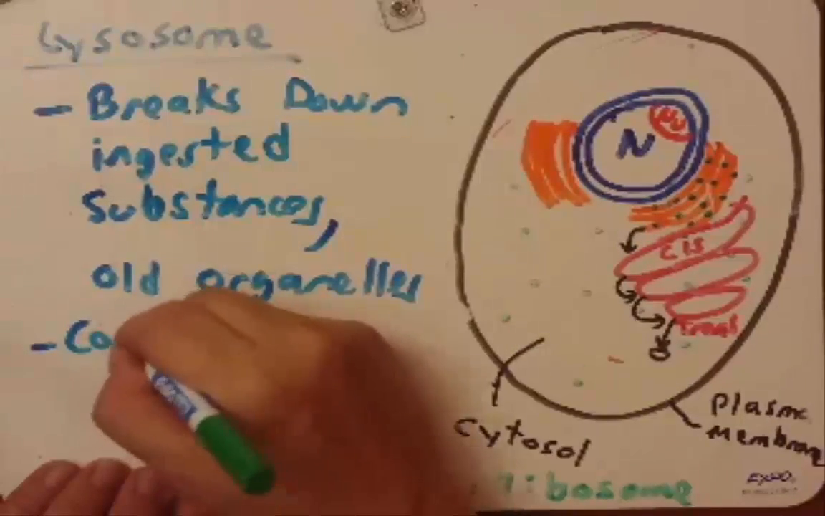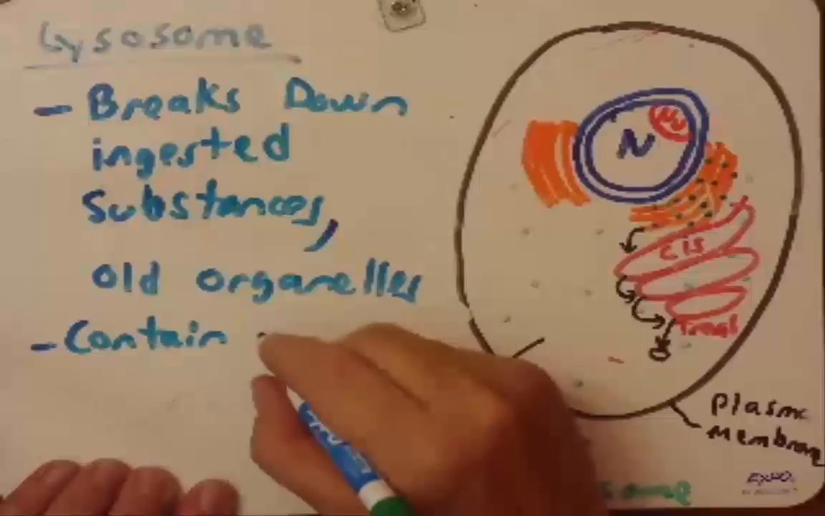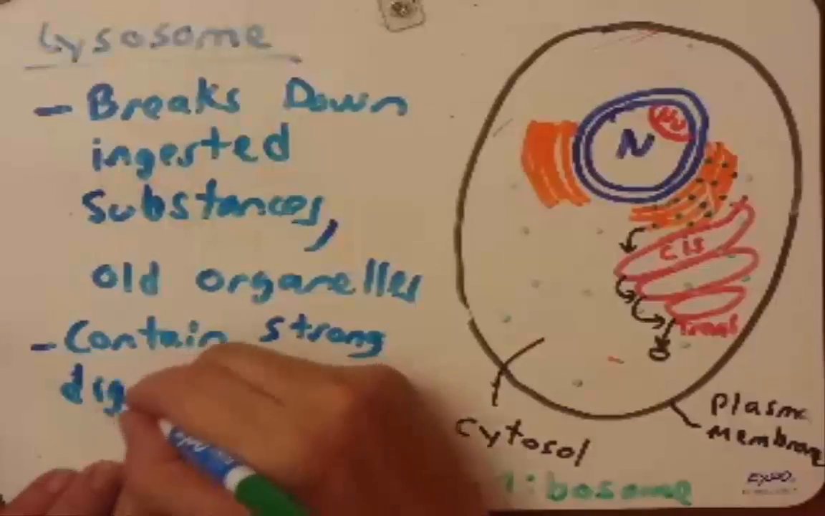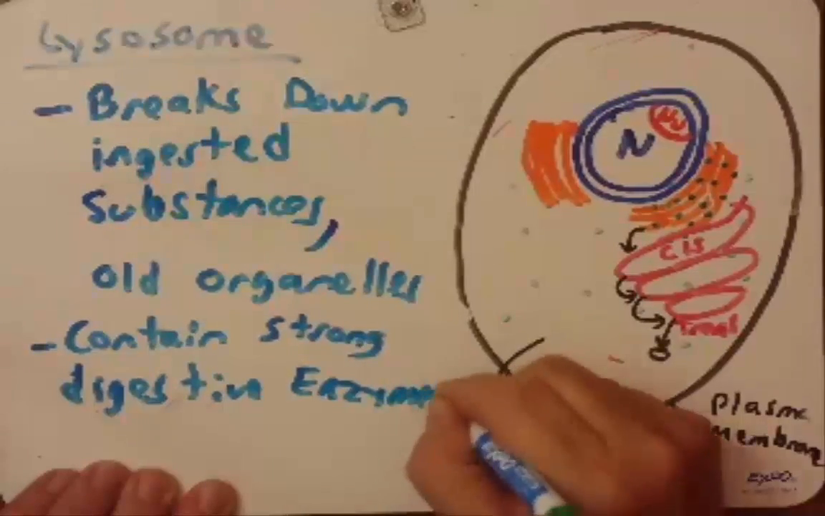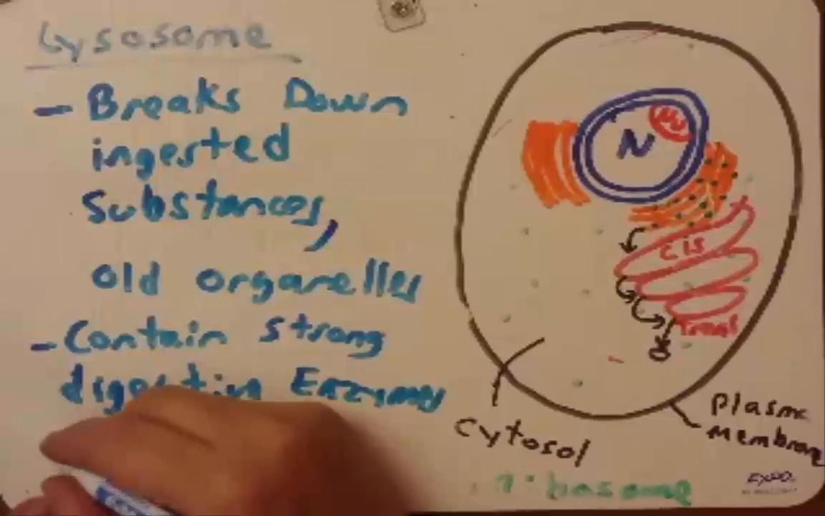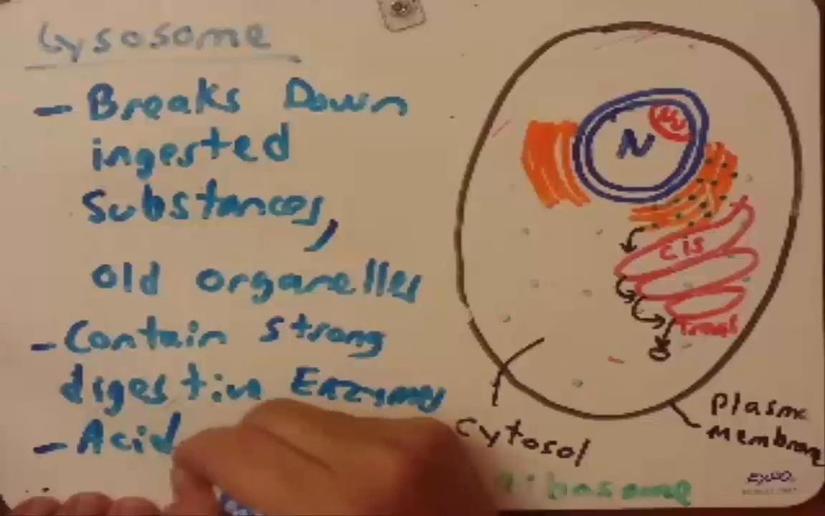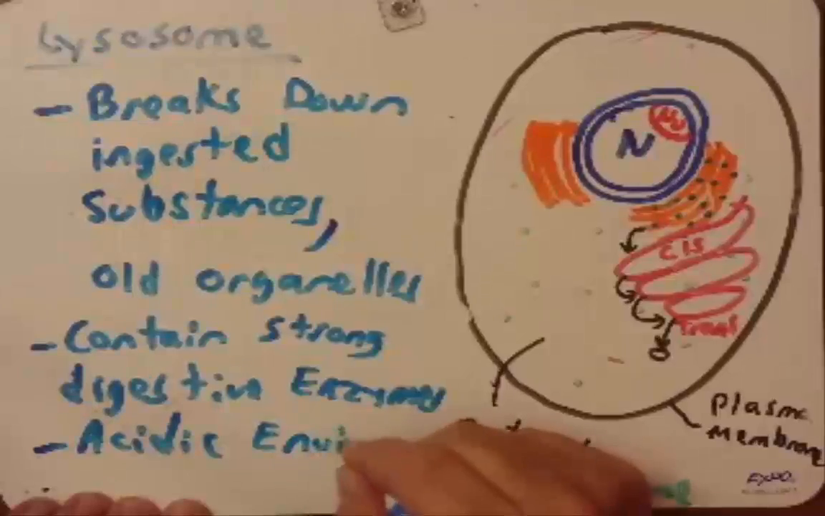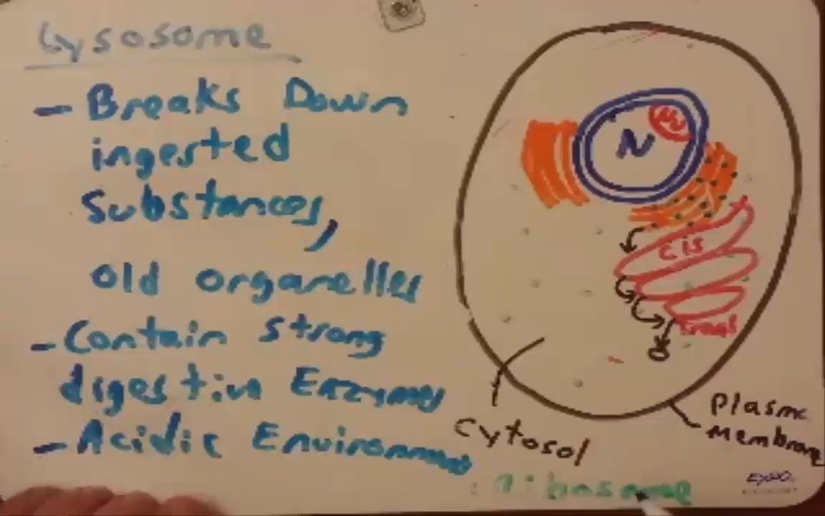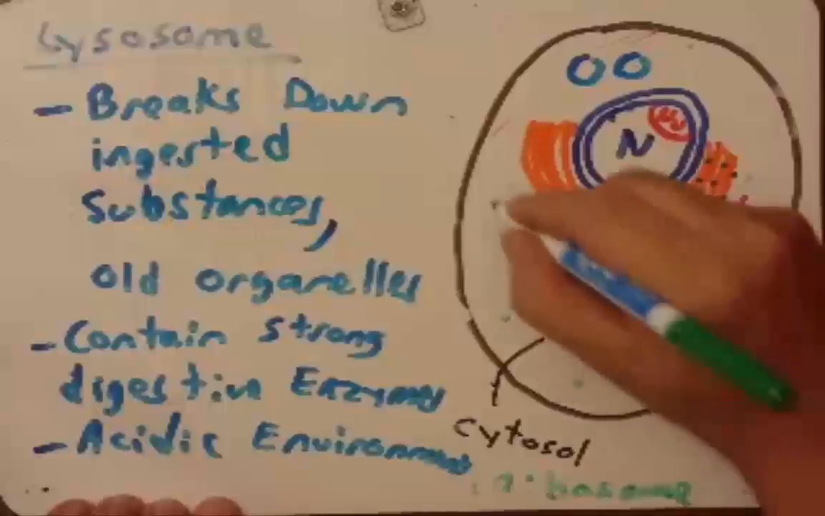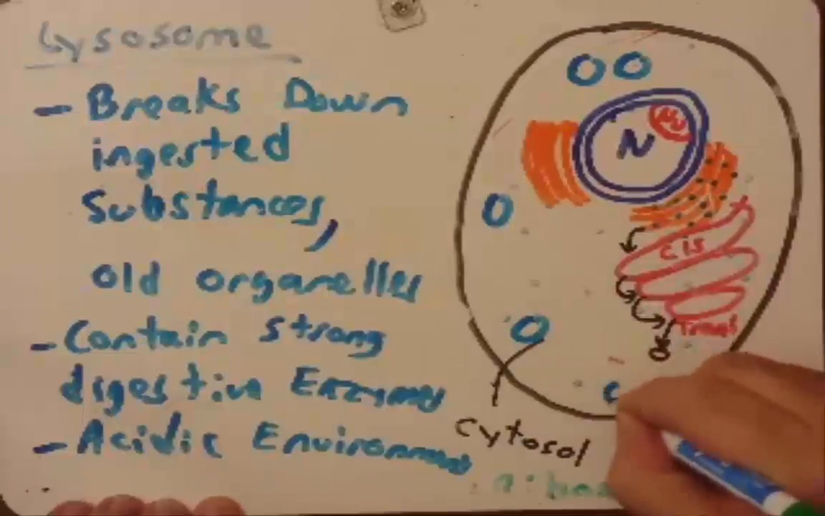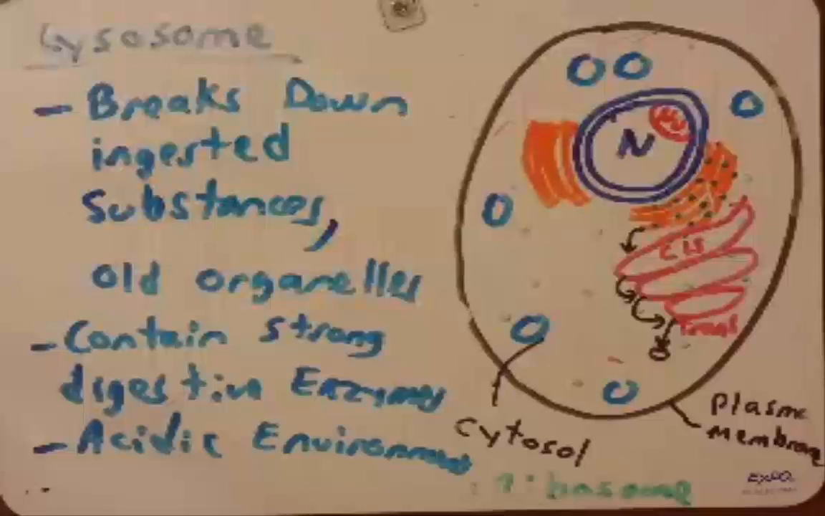They contain very strong digestive enzymes. Within the lysosome, it is a very acidic environment. So, let's draw our lysosome. And we'll typically draw these as just circles like that. And they might be in different parts of the cell. These are our lysosomes. On your drawing, I would recommend going ahead and labeling those as lysosomes.